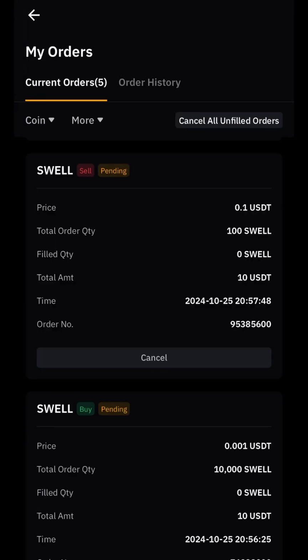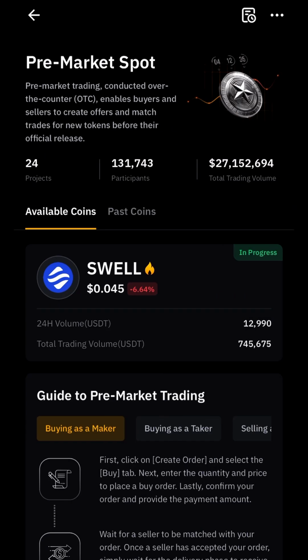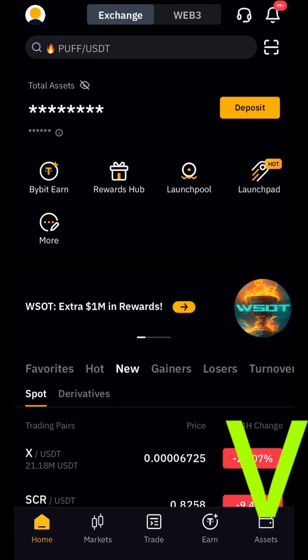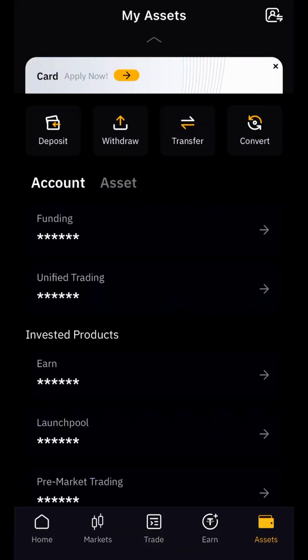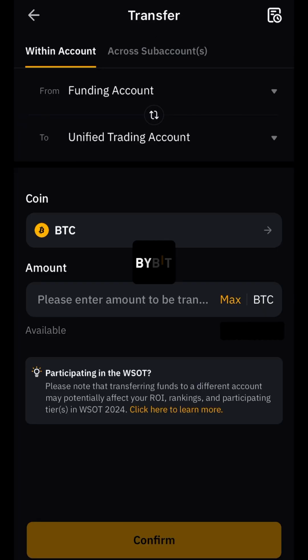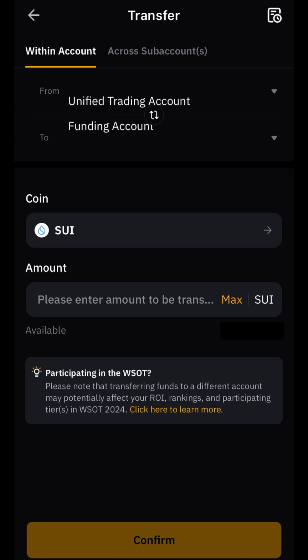And now I will show where you can find your trading account. I go back, and now I need to go to Assets, and here you can see the Funding account and Unified Trading. In this Unified Trading account, we need to have our tokens if we sell them on pre-market. To transfer tokens between the Funding and Unified Trading accounts, you need to push Transfer here, and just choose the token which you want to transfer from Funding to Unified Trading or back, and you can change it here.